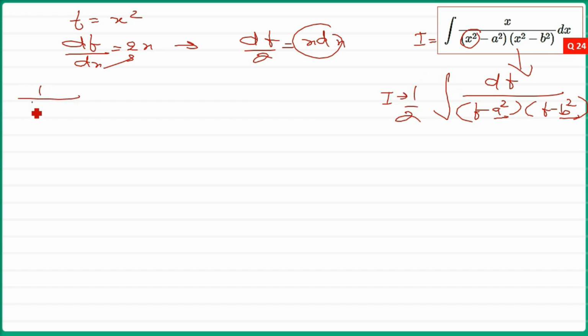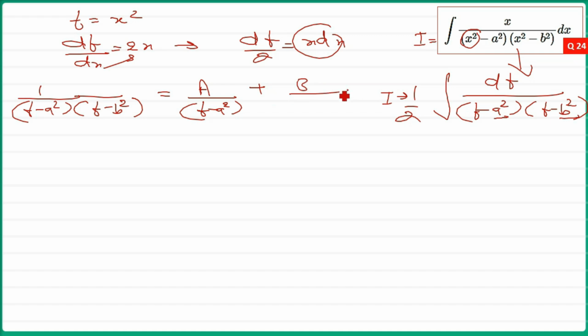So 1 divided by (t minus a) square and then (t minus b) square equals a divided by (t minus a) square, and then we have b divided by (t minus b) square. Now let's cross multiply: a multiplied by (t minus b) square, then b multiplied by (t minus a) square.